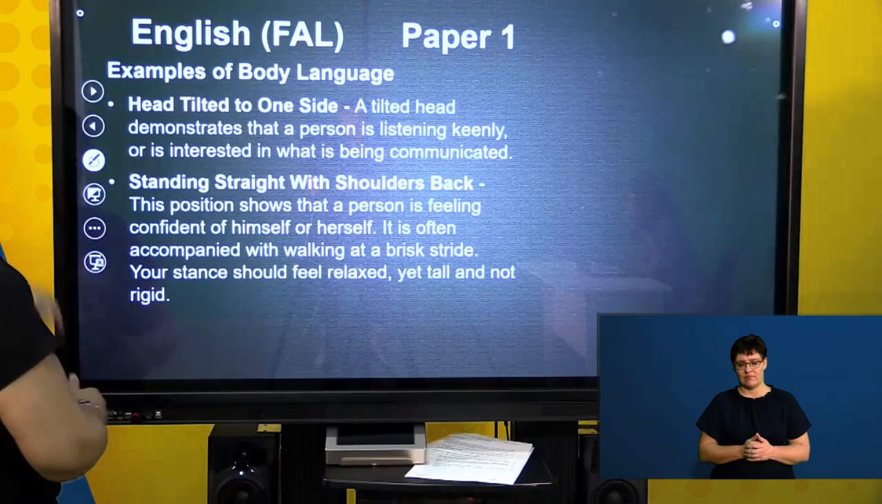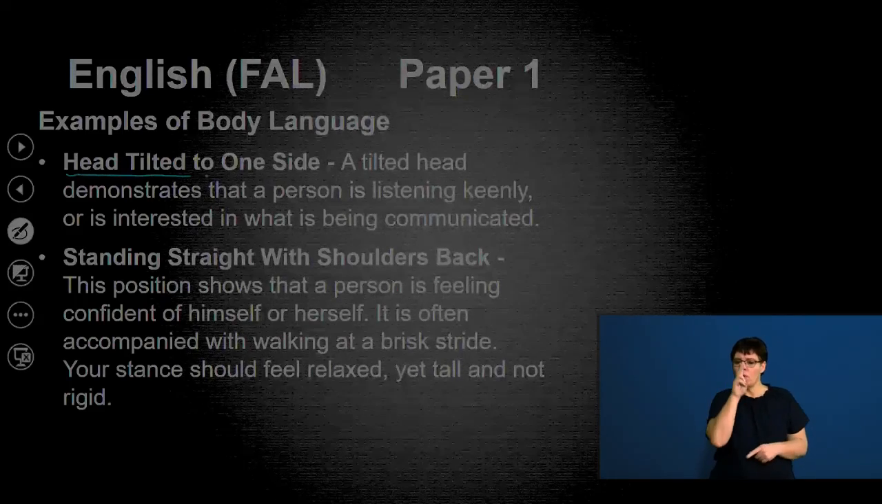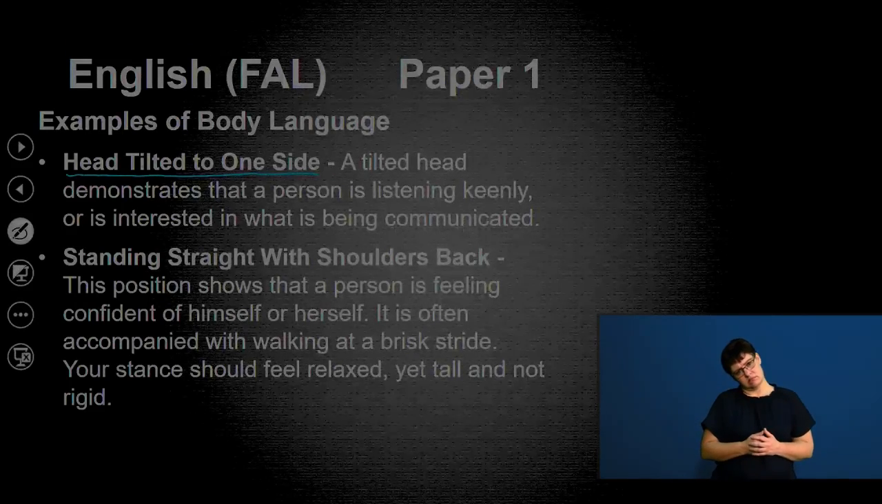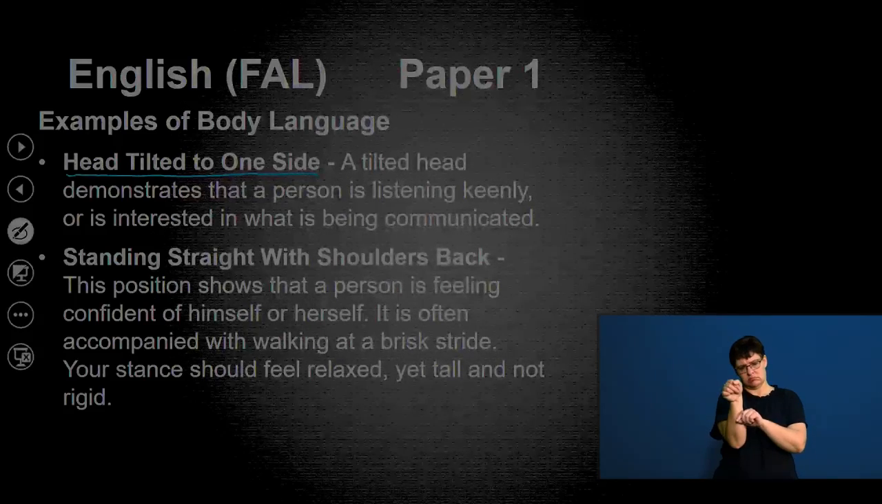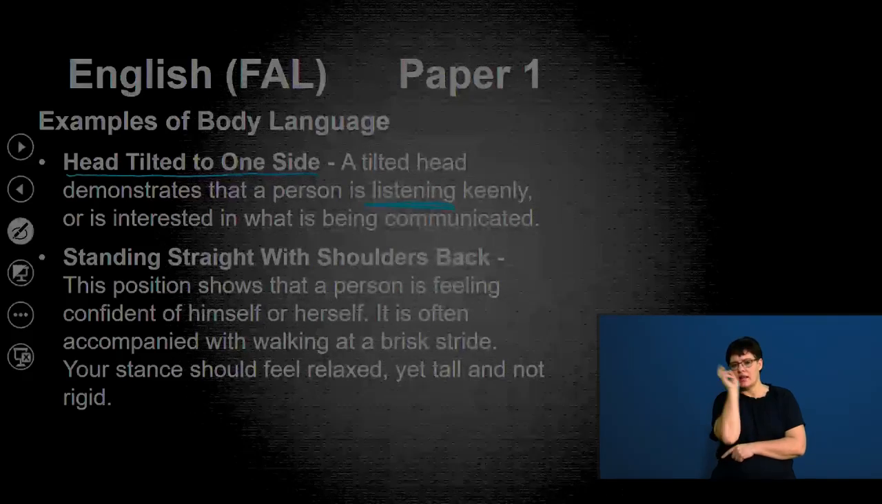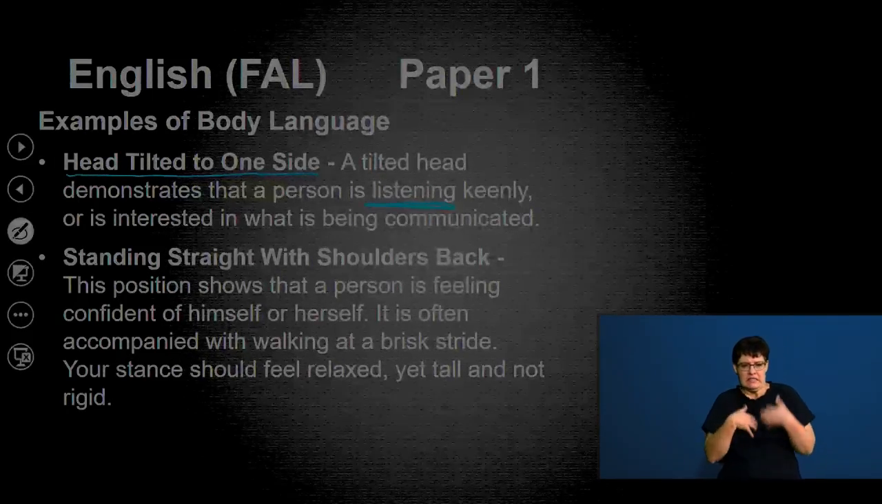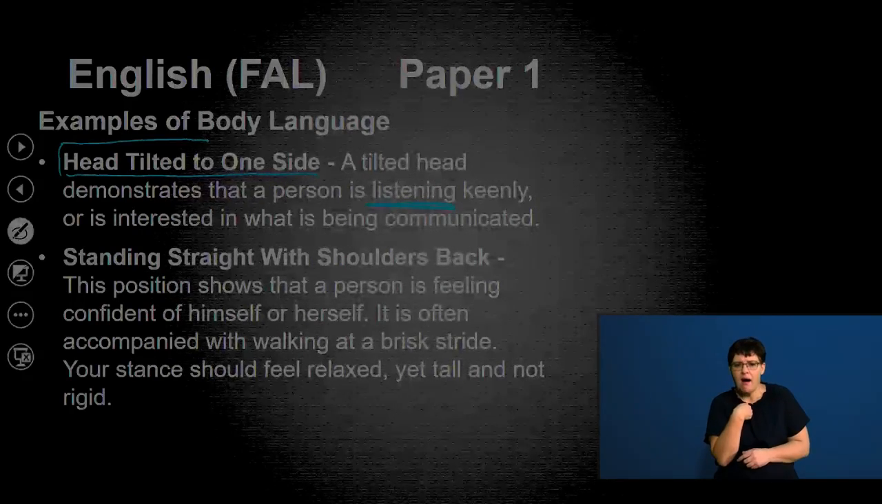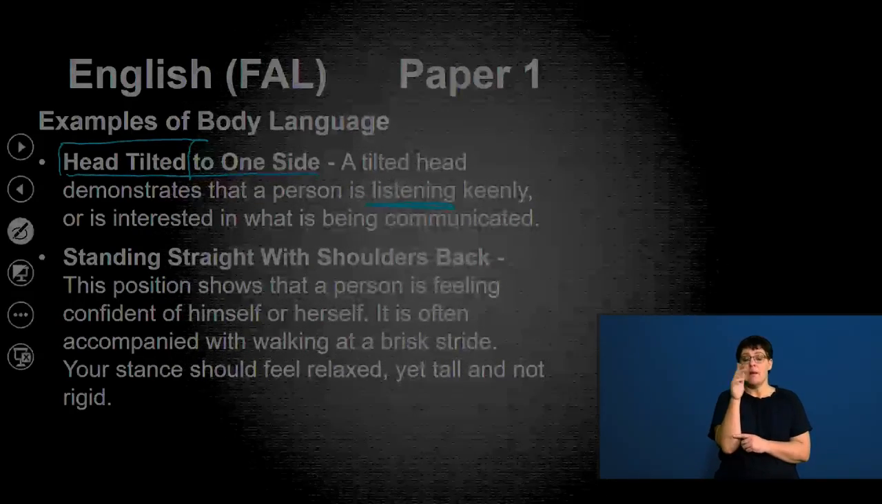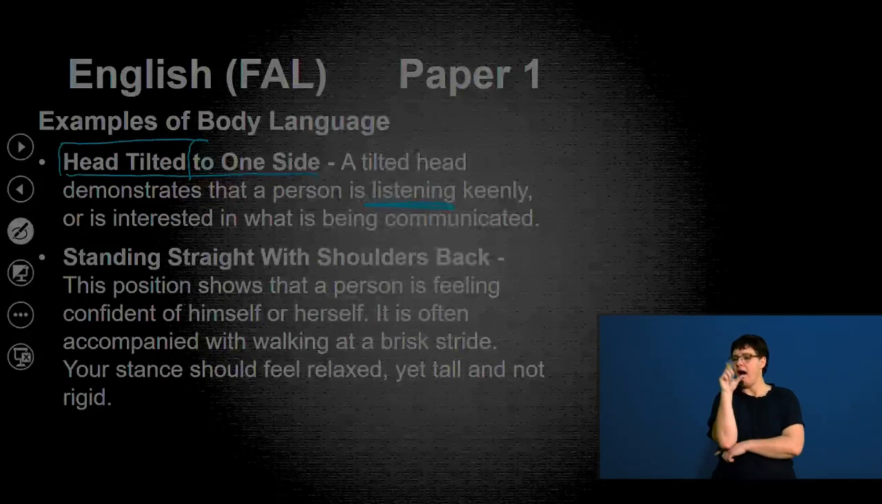So, there are other examples that we need to look at when we're dealing with body language. The head tilted to one side. The head tilted to one side demonstrates that the person is listening keenly, or is interested in what is being communicated. So the head tilted to one side is actually a very important indication that the person is very, very interested in what the person is saying.